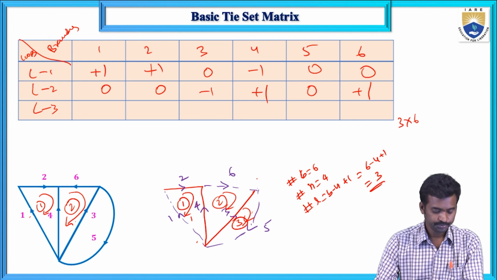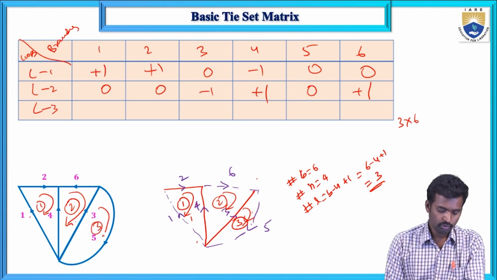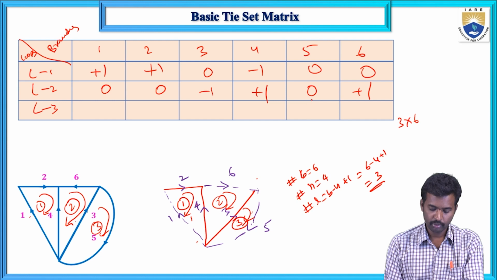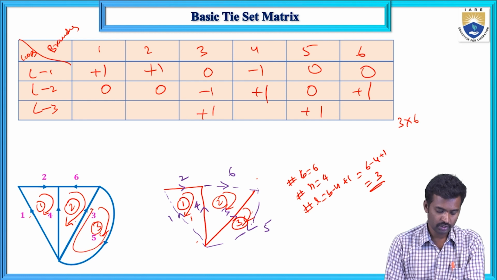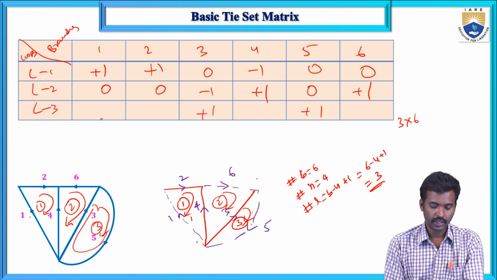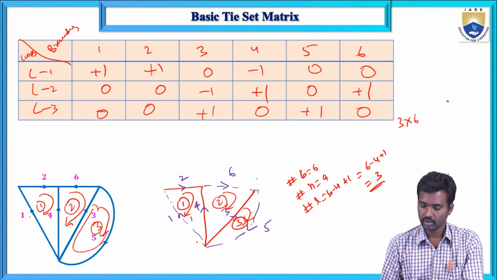And here for the third loop, the fifth branch is plus 1, the same direction, and the third branch is the same direction, plus 1. It is flowing like this, and the remaining elements are 0. Now the matrix is B equals plus 1, 0, minus 1, 0, 0.